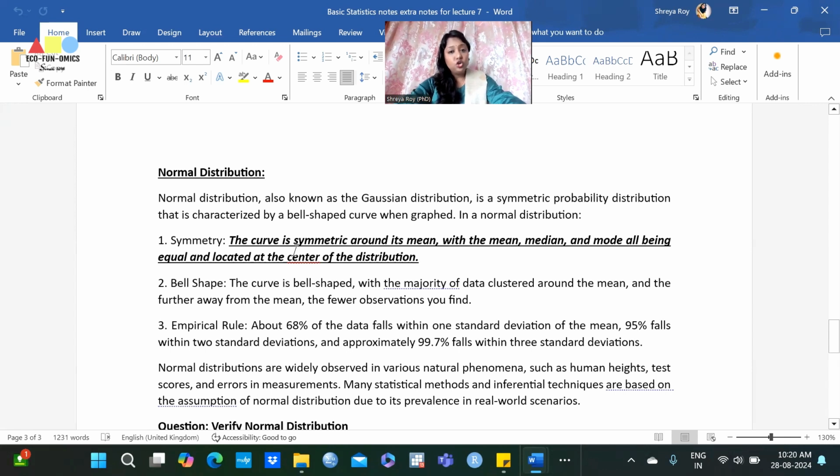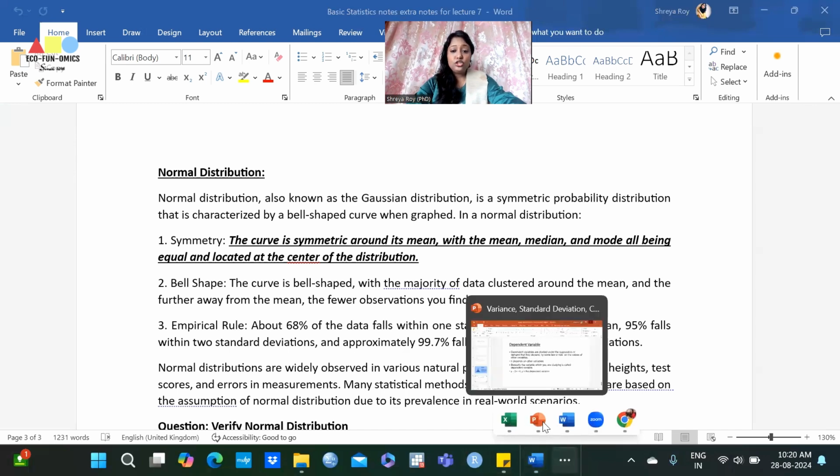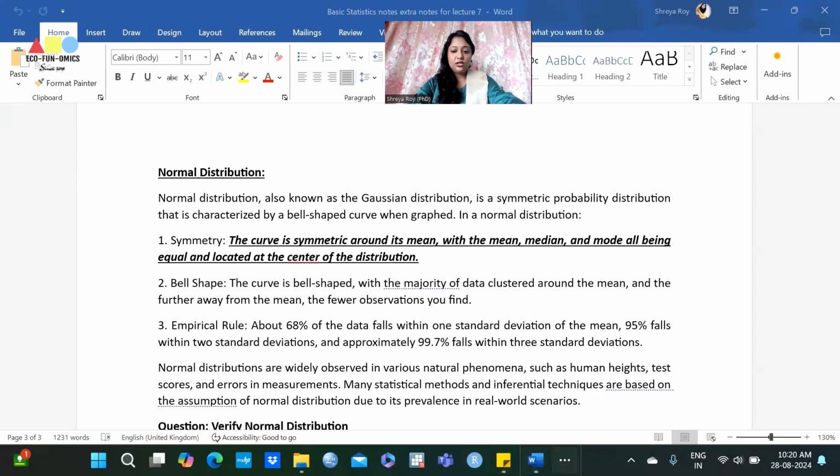Let's talk about normal distribution. Normal distribution is also known as Gaussian distribution, which is a symmetry of the data, how well or how beautifully the data is designed. I do not have a visual representation over here.